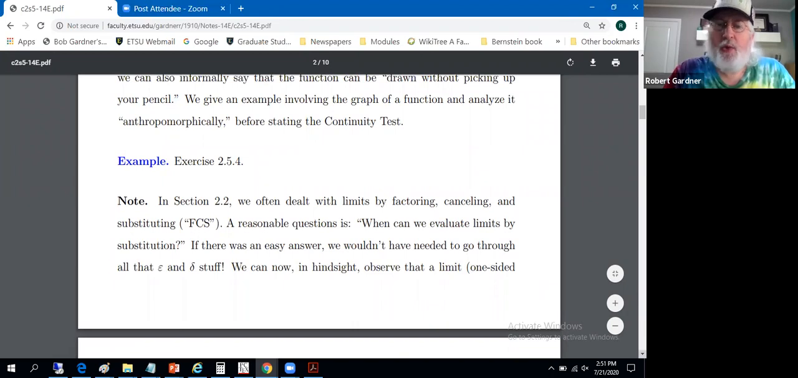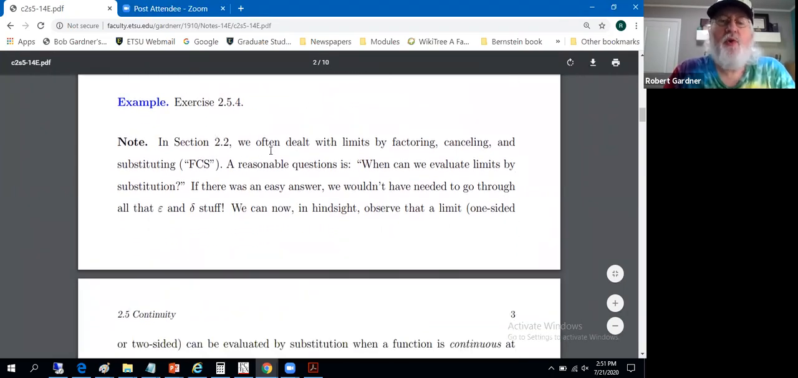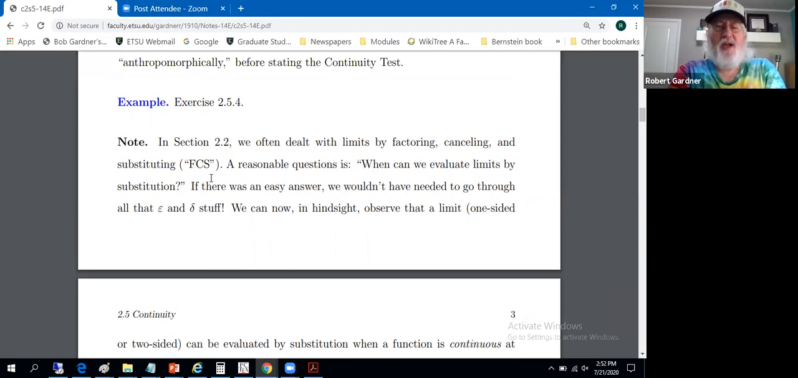Speaking of continuity and limits, section 2.2, we dealt with limits by factoring, canceling, and substituting. I gave it a little acronym, FCS. So a reasonable question is, when can we evaluate limits by substitution? What we had when we did this factor, cancel, substitute stuff is we couldn't substitute initially, as it probably led to division by 0. So we factored, we canceled the offensive thing that gave us 0 in the denominator, and then we substituted in if we could. Well, when can you substitute in? When can you evaluate limits by substitution?